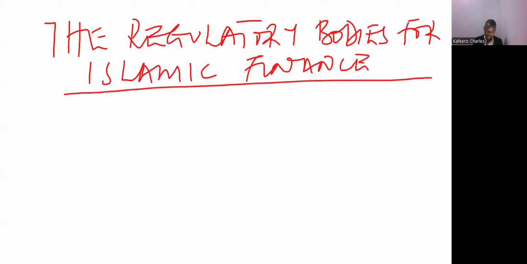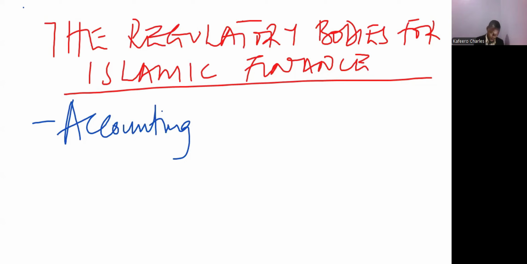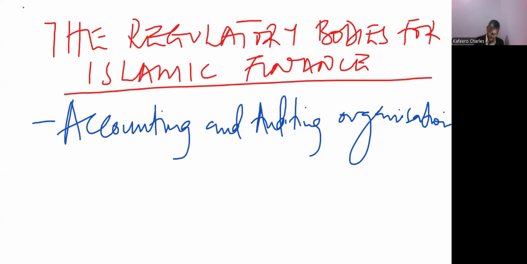In other words, we have got two regulatory bodies that regulate Islamic banking. One of them is the Accounting and Auditing Organization for Islamic Financial Institutions.